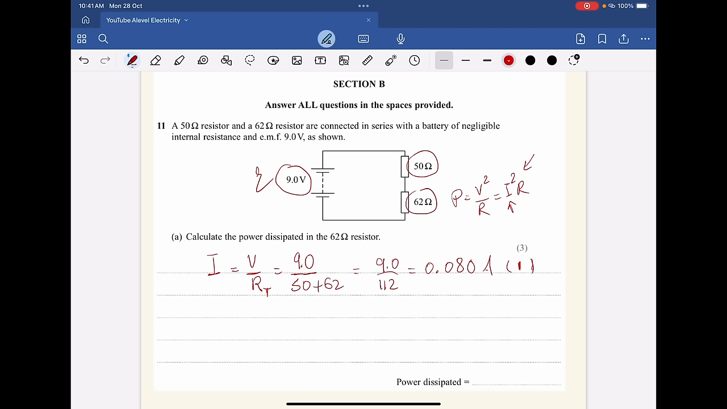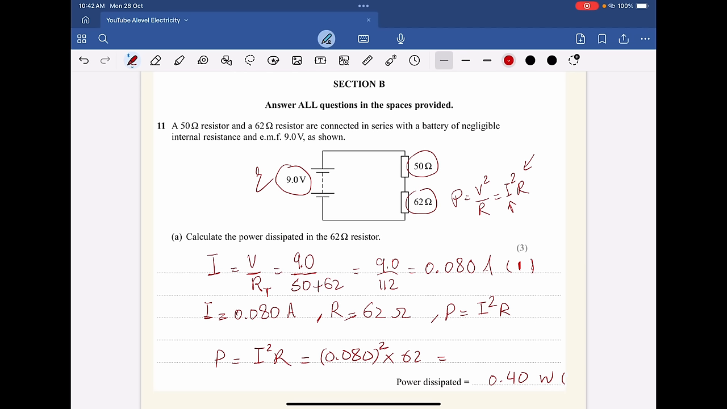Then, step 2. Show the examiner that you know the electric current is 0.080 ampere. Then the resistance that you want to get the power dissipated in is 62 ohm. The formula for the power is I squared R. Now show the examiner you know the equation, the symbols and the values. Power equals I squared R, so 0.080 squared, only for the current, times the resistance, 62. The correct answer is 0.40 watt. I will get 1 mark for the final correct answer with a substitution, and 1 mark for the use of P equals I squared R, showing the value of the electric current and the value of resistance.